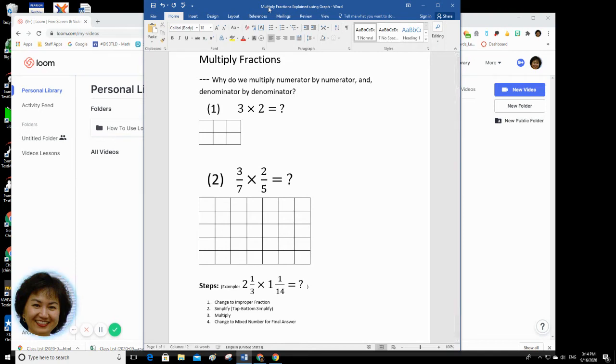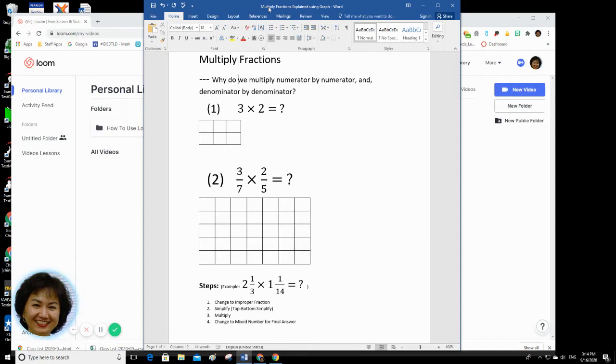You have learned the rules of how to multiply and divide fractions. This video explains why, when we multiply fractions, we just multiply the top by top and the bottom by bottom. In other words, we multiply the numerator by numerator and the denominator by denominator. I would like to explain this to you with simple graphs.